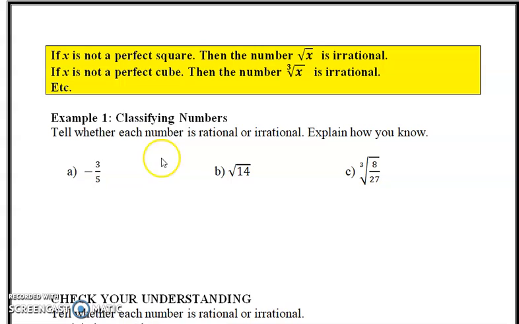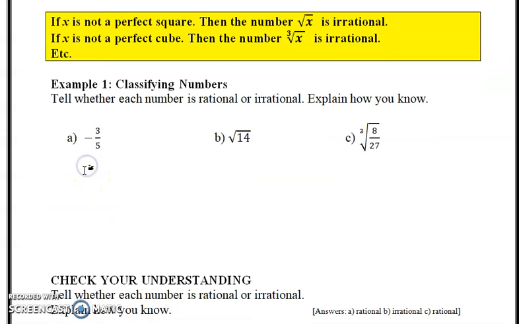All right. So we're going to classify whether the following is a rational or irrational number. So in A, there's a number of ways you can determine this. Remember the definition. If there's a numerator and denominator and they're both integers, which is the case, the numerator is 3 and the denominator is 5, or negative 3/5.